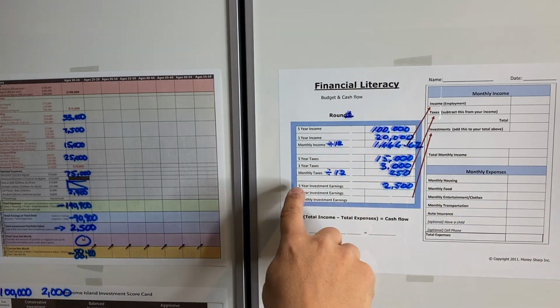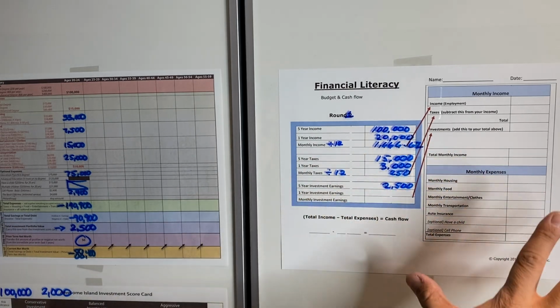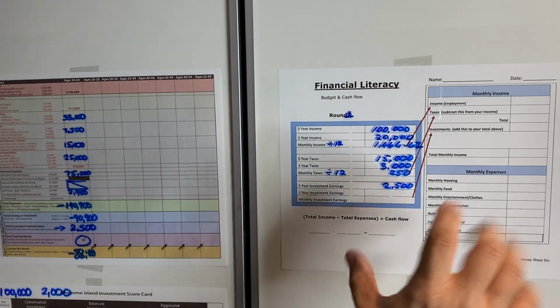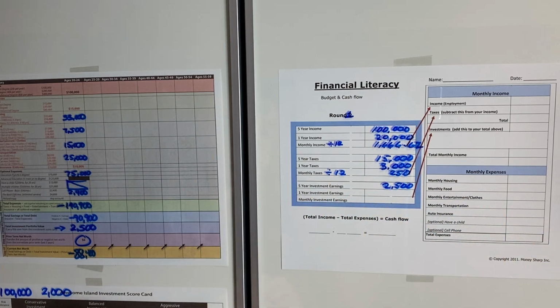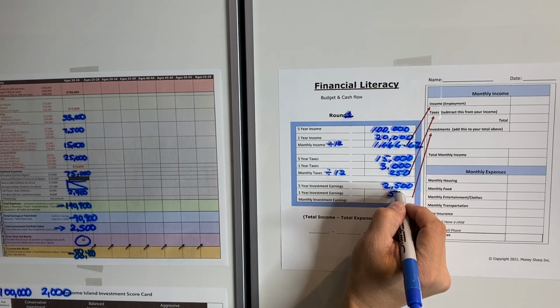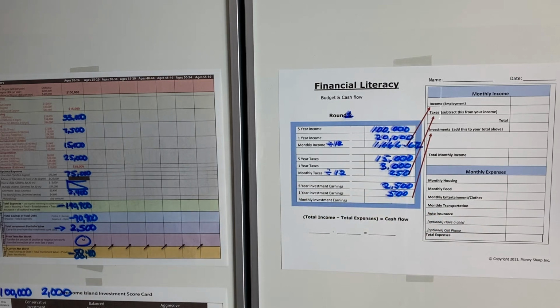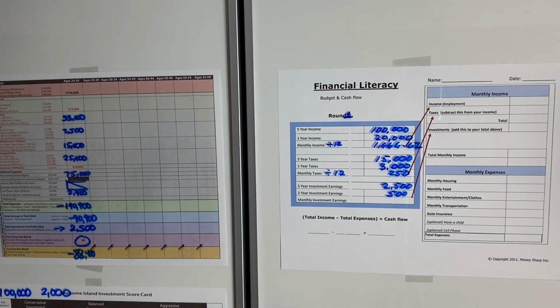I want to figure out what your 1-year number is. So we're going to take the 5-year number and divide it by 5. That's going to give us a total of $500. Does that make sense? Great.